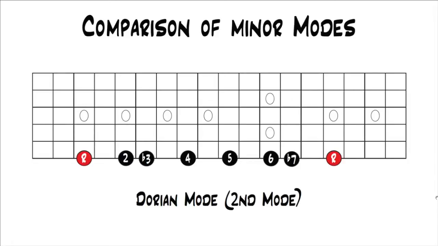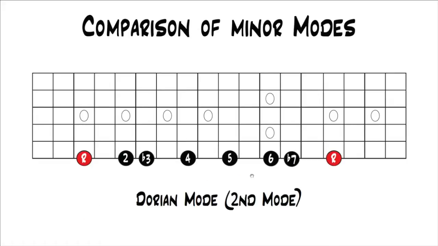So the first mode we'll look at is the second mode. It's the first of the minor modes out of the major scale. It's the second mode, and that's the Dorian mode, and it's your brightest minor mode, and the intervals are root, 2, flat 3, 4, 5, 6, flat 7.